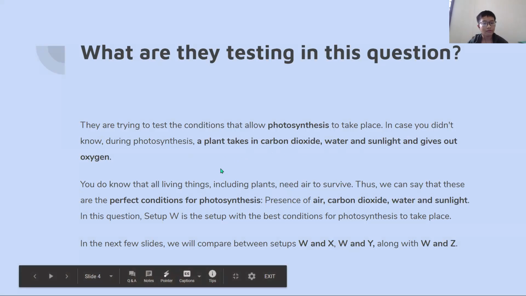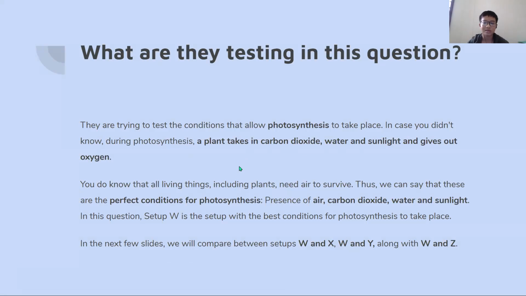In case you didn't know, during photosynthesis, a plant takes in carbon dioxide, water, and sunlight and gives out oxygen in the process. As you know, photosynthesis is the process where a plant makes food for itself. But how does it do it then? During photosynthesis, sunlight is absorbed by chloroplasts containing chlorophyll, a green pigment found in leaves. After absorbing that sunlight, the leaves are now able to make food for themselves.